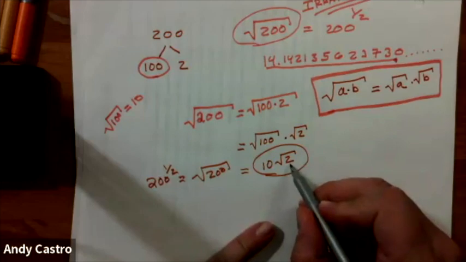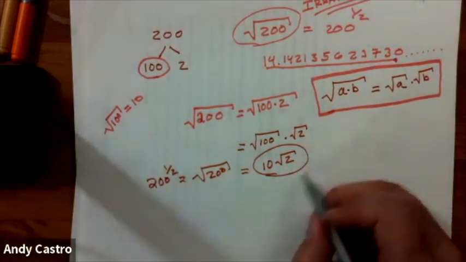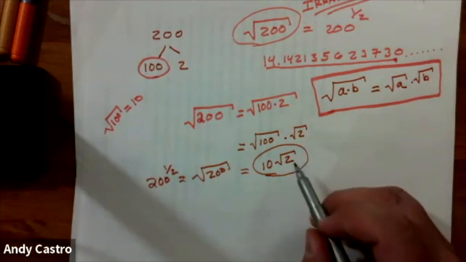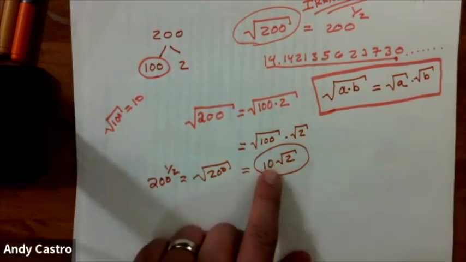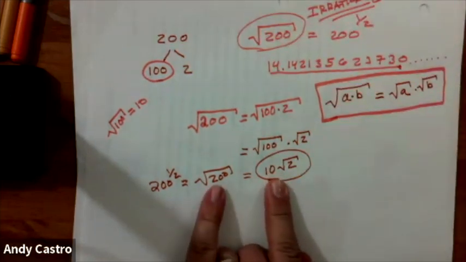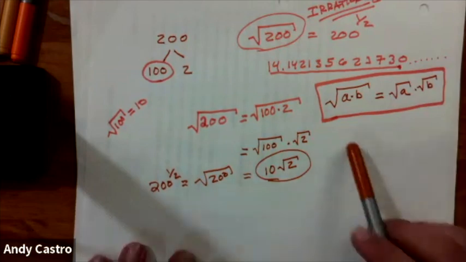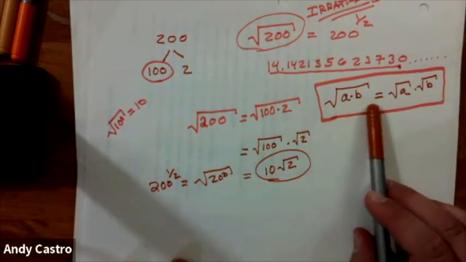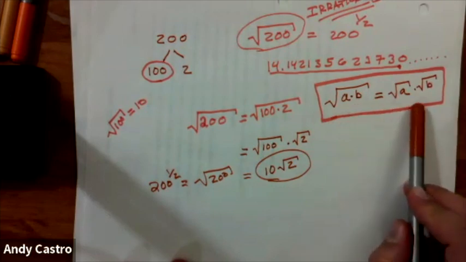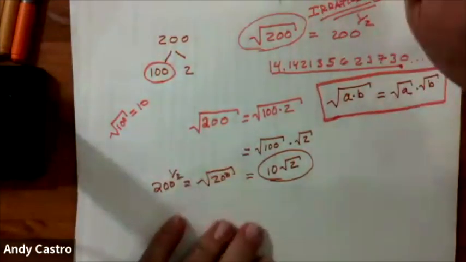The square root of 2 is an irrational number, so we're going to write it exactly, which is the way that we have it there: the square root of 2 times 10. This is a simpler expression than the square root of 200, and that's how we simplify that. It's using the idea that the square root of a times b is equal to the square root of a times the square root of b. All right.